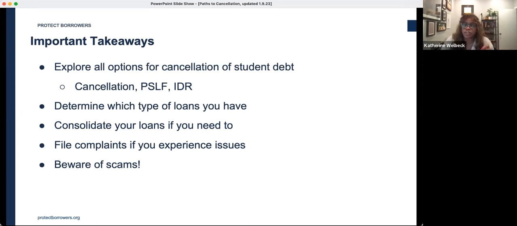If you need to, you should consolidate your loans depending, again, on which pathway to cancellation you might be pursuing and what type of loans you might have. If you experience any issues, you can file complaints with the Federal Student Aid Ombudsperson, and you can do that at the studentaid.gov website. And then also beware of scams. We know a lot of people are looking into their student loans right now, so we really want people to be wary of the potential for scams.